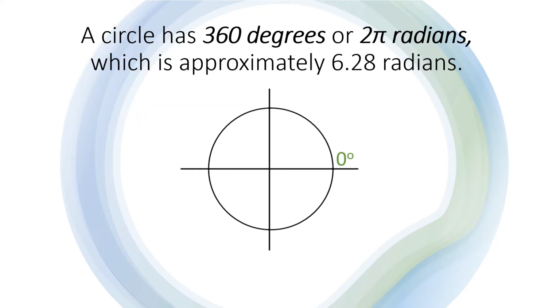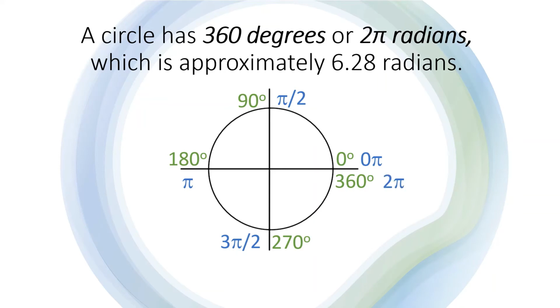Let's label our degrees around the circle. 0 degrees, 90 degrees, 180 degrees, 270 degrees, and all the way around the circle is 360 degrees. Let's do the same thing with radians. 0 pi, pi over 2, pi, 3 pi over 2, and all the way around the circle is 2 pi.